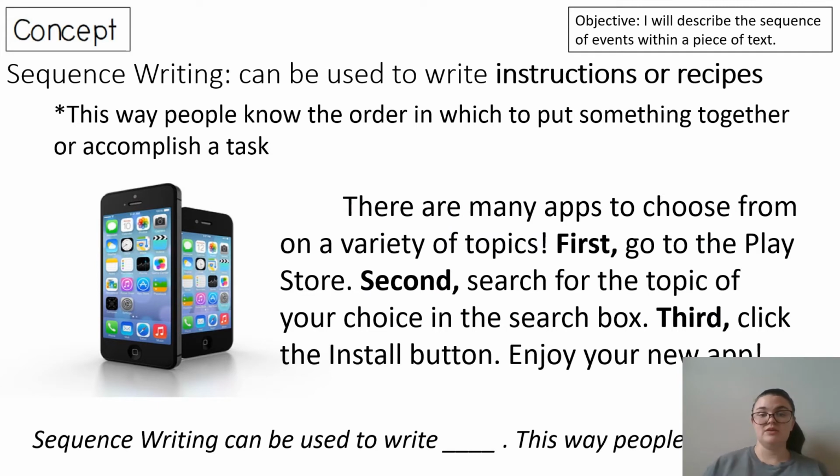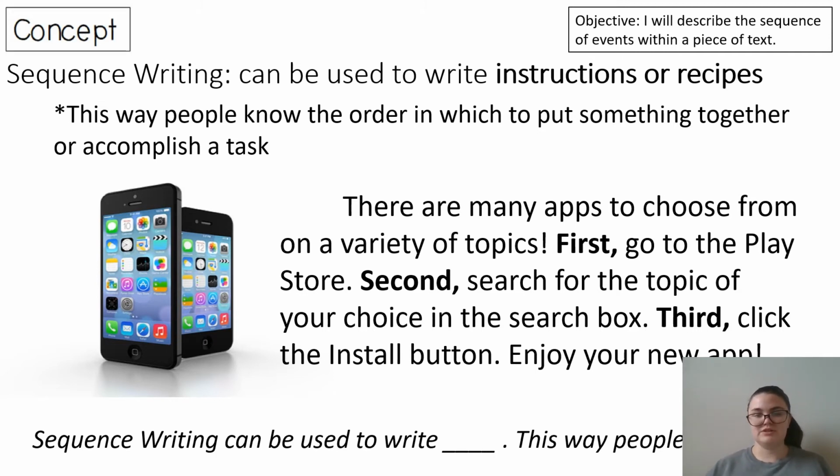Sequence writing can be used to write instructions or recipes. This way, people know the order in which to put something together or accomplish a task. If you were writing a recipe on how to make the best strawberry lemonade, then you would tell people the order in which they had to do all of the steps so that they could make the recipe just like you did. The better that you explain and the more transition words you use, the better people will make that lemonade just like you did.